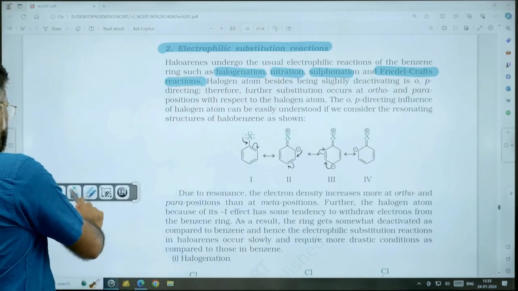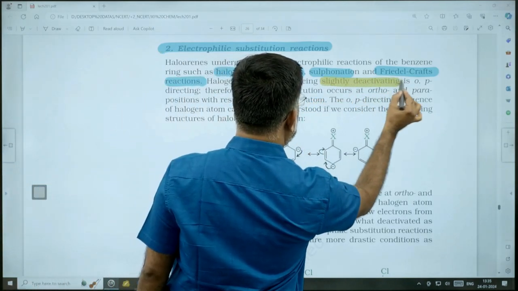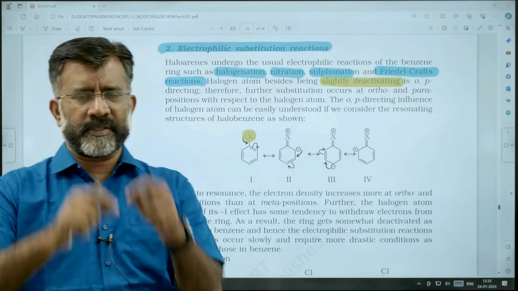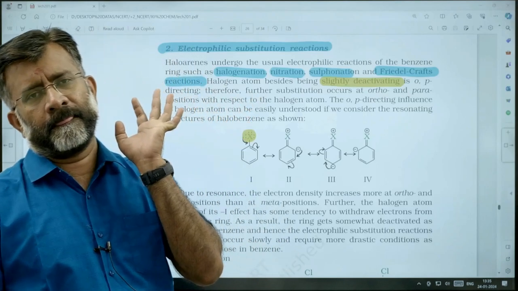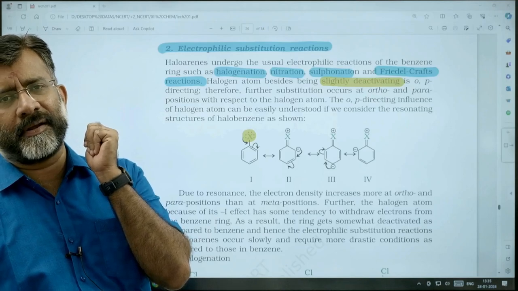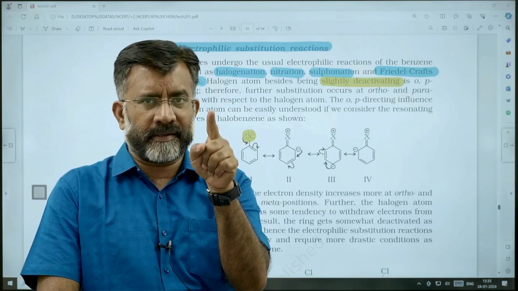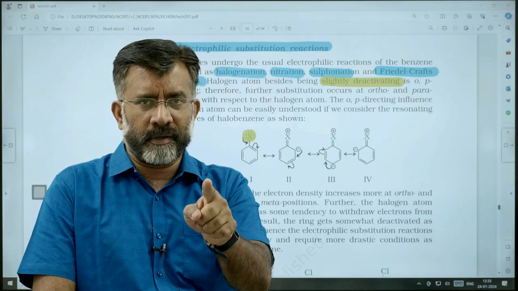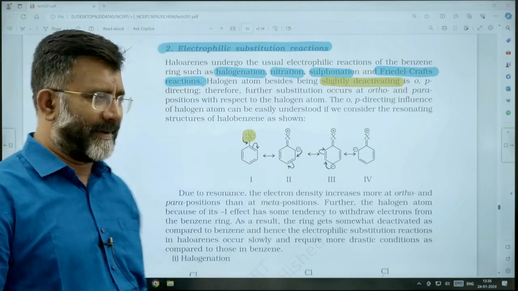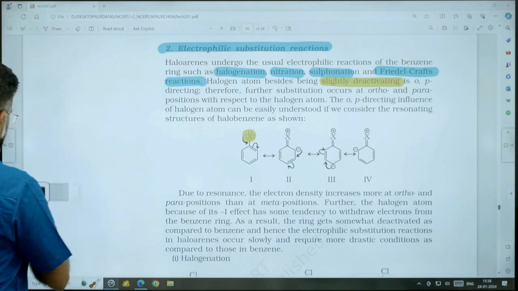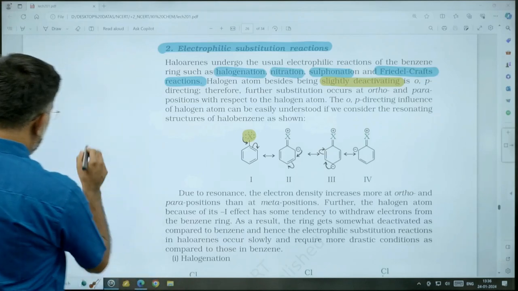And there is an important point regarding the nature of the halogen atom already present. This halogen is slightly deactivating. The chlorine present in chlorobenzene is slightly deactivating. And you have learned in the chapter hydrocarbons that normally deactivating groups are meta-directing, but the chlorine atom in chlorobenzene, even though slightly deactivating, is ortho-para-directing. It is deactivating due to the minus I effect.